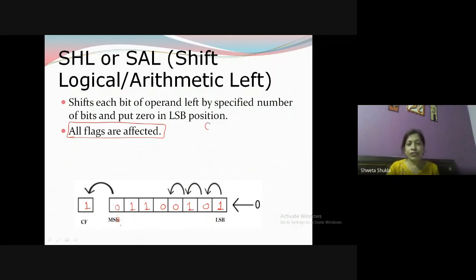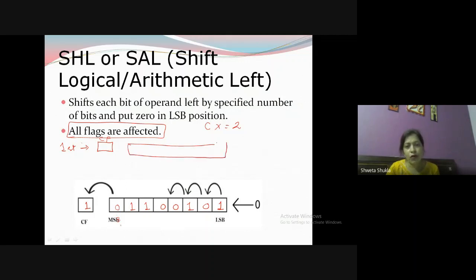Again here, just check the value of the CX register. If it is 2, then that means you have to shift all the bits towards the left side 2 times. Okay, so for the first time, if we are doing it, this is the first rotation. In this case, the value of, first of all, CF will be what? Let's see.